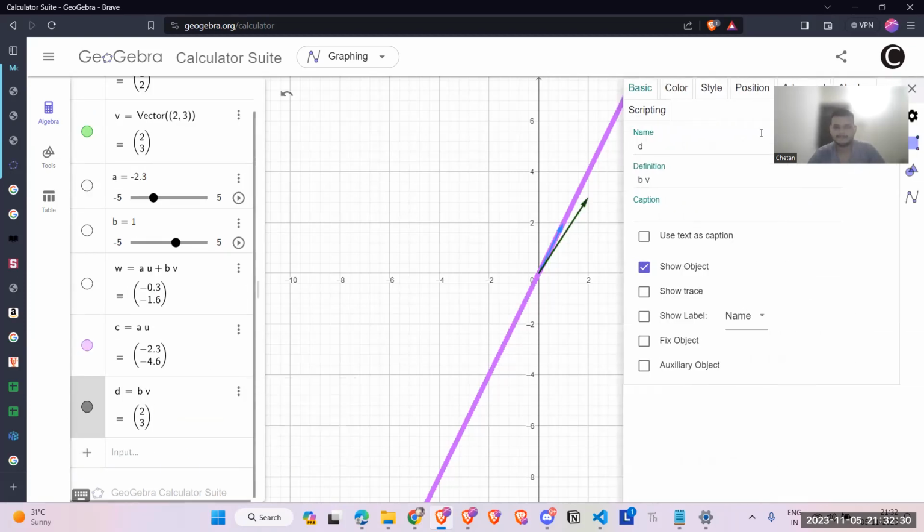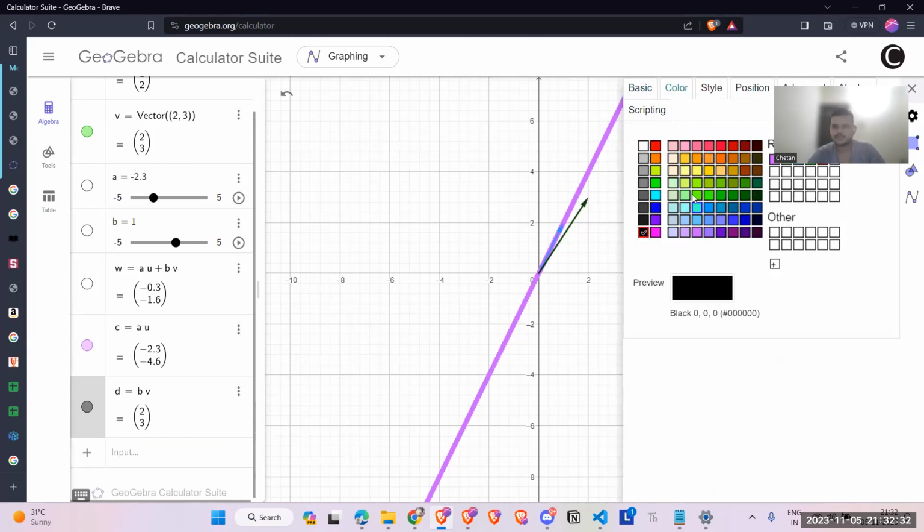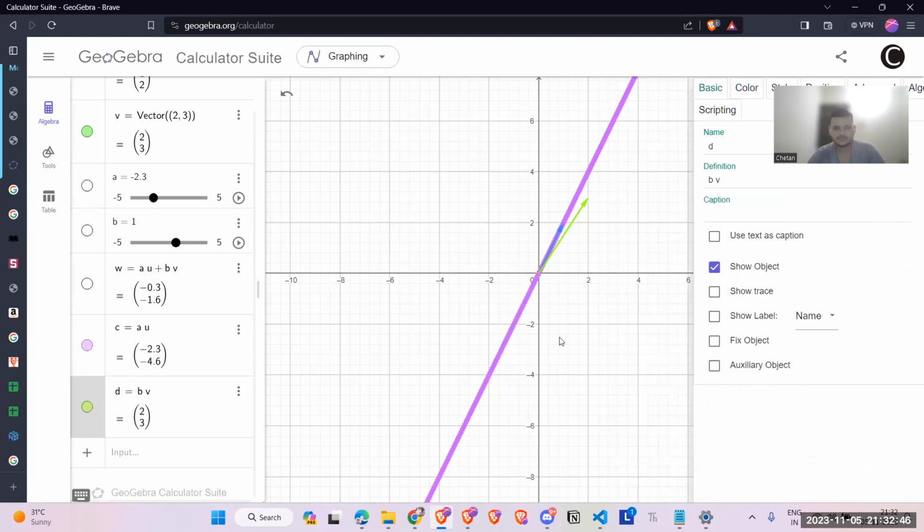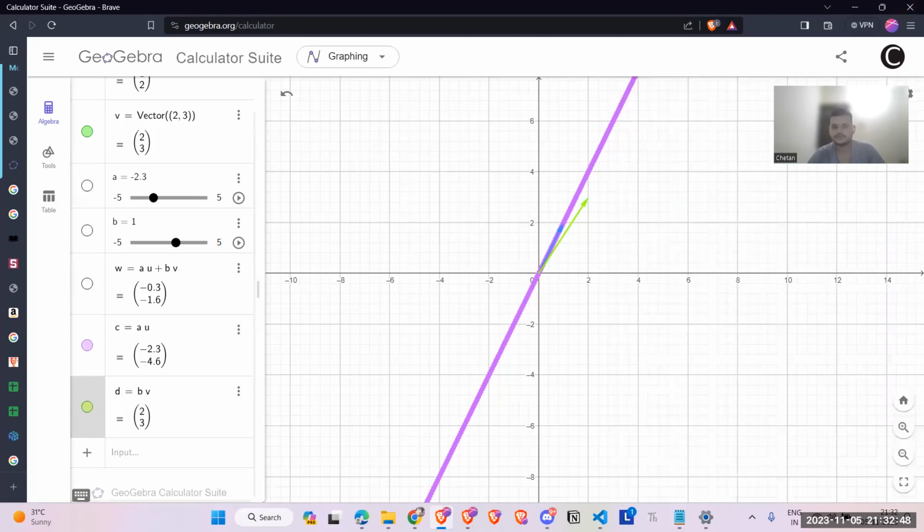Let's see. Okay. So I have the vector V. I want to see what would be the span of this vector. Yeah, I think I've showed a trace. Perfect. Now, if I vary B, let's see what all possible points I can reach on this plane.